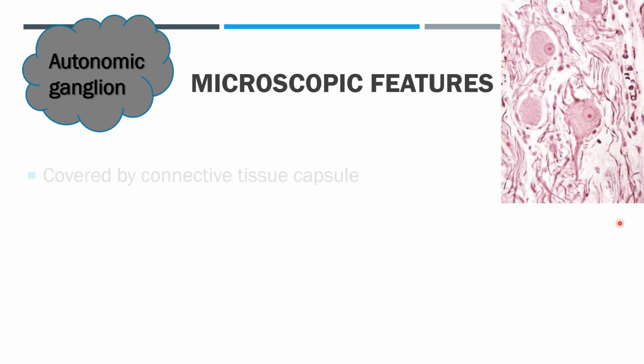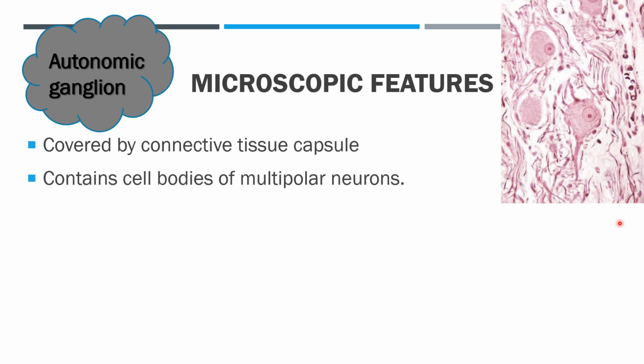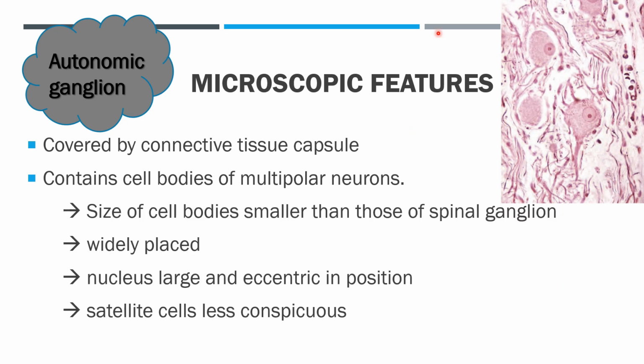Here also it is covered by a connective tissue capsule. We get cell bodies of multipolar neurons. In the spinal ganglion, we have cell bodies of pseudo-unipolar neurons. Here it is multipolar neurons. So the shape will not be exactly round because we have dendrites arising from the cell body and the axon arising. So these are multipolar neurons. What about the size of the cell bodies? The size of the cell bodies is smaller as compared to the spinal ganglion.